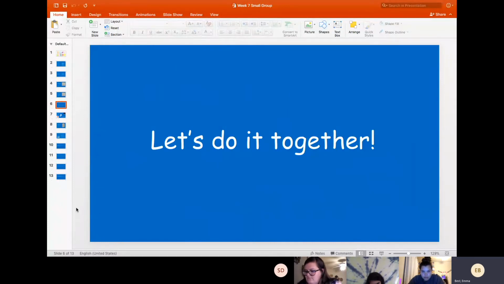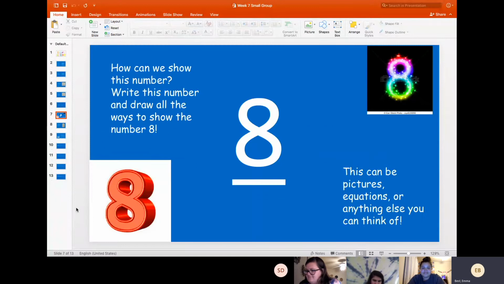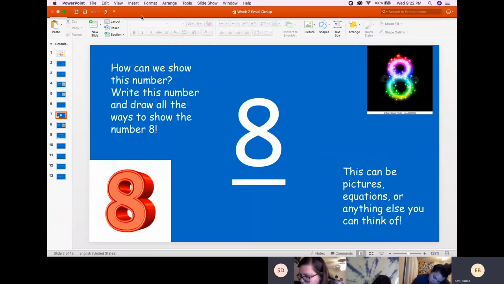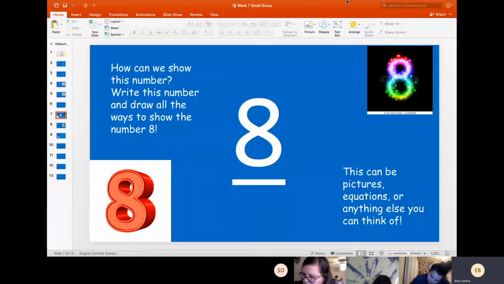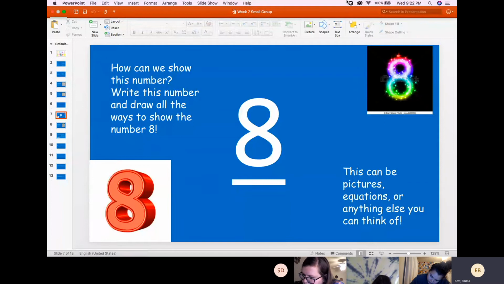Teacher Emma is back. Can we all put on our thinking caps and our working caps? All right. So on your 8, I need you to write down all the different ways that you can show this number. So all the ways you can draw it, all your equations, pictures, anything else you can think of. I am going to give you until 9:23, or 9:24, to finish.